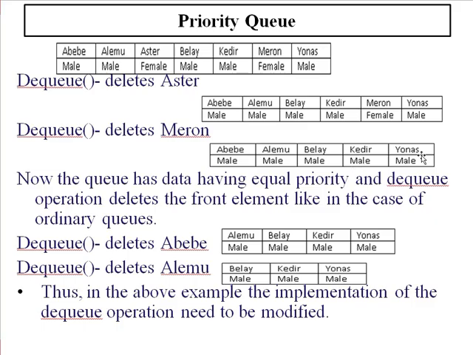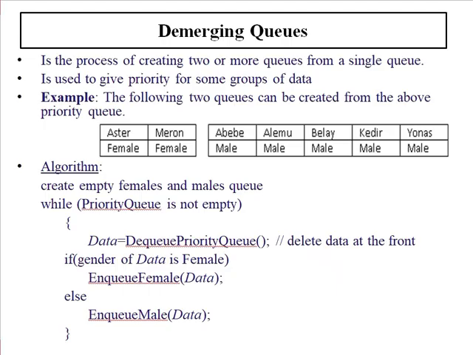So now the queue has data having equal priority, and the dequeue operation deletes the front element like the case of the ordinary queues. So Abebe will be removed first, then Alemu will be removed, because all elements are having the same priority level. So the operation of the dequeue should be modified. Its implementation should be modified.